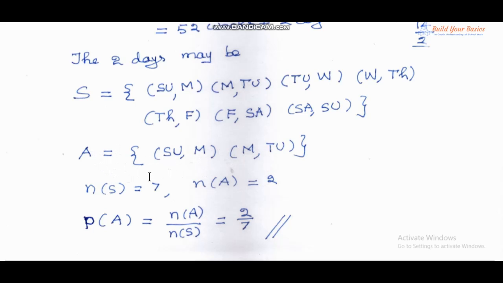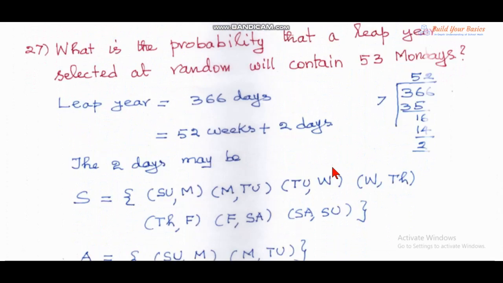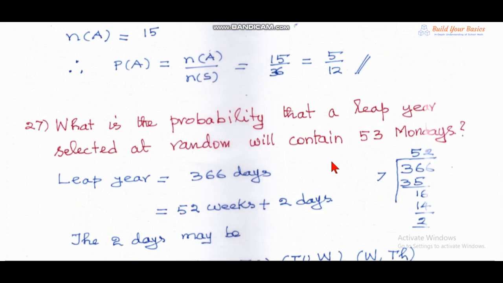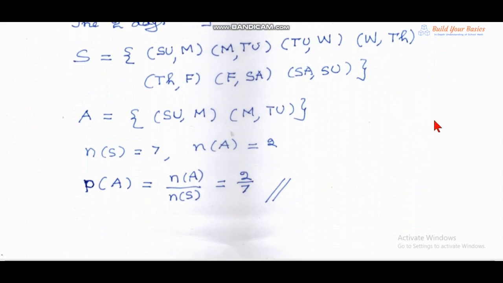Number of elements in A is 2. So the probability that the year contains 53 Mondays, that is probability of A, is number of elements in A, 2, divided by number of elements in S, 7. So the required probability is 2 by 7. Instead of Mondays, we can consider any other day, Tuesday, Thursday. The probability will be the same. That is, the probability that a leap year selected at random will contain 53 Saturdays, the answer will be the same, 2 by 7. That's all.